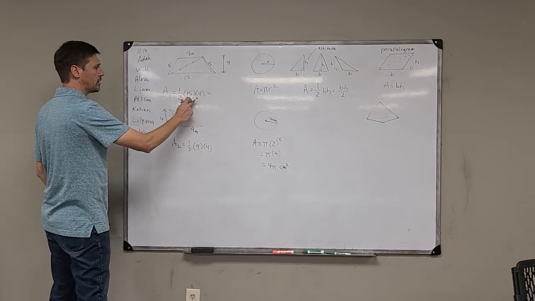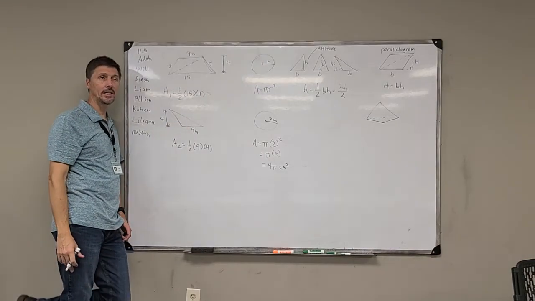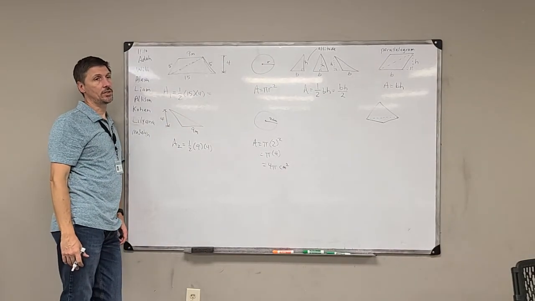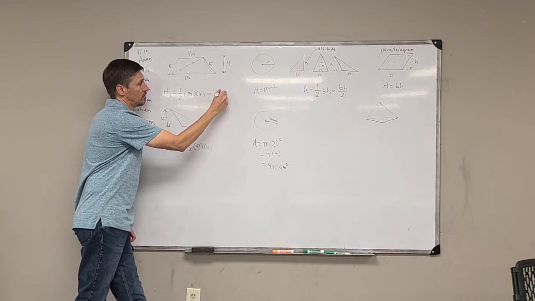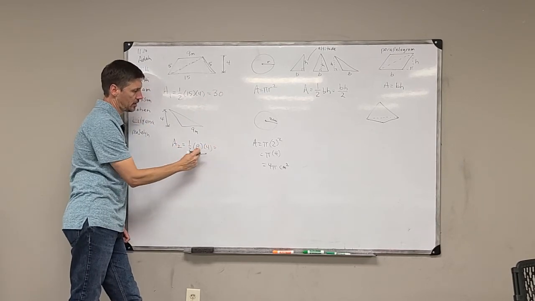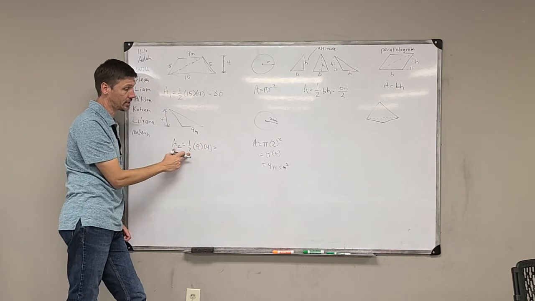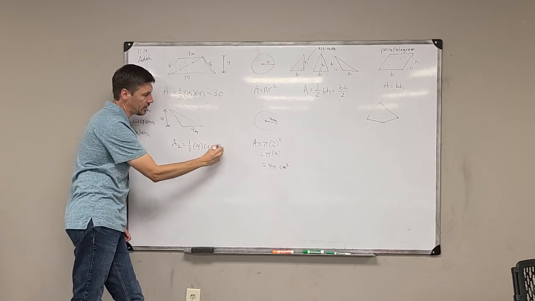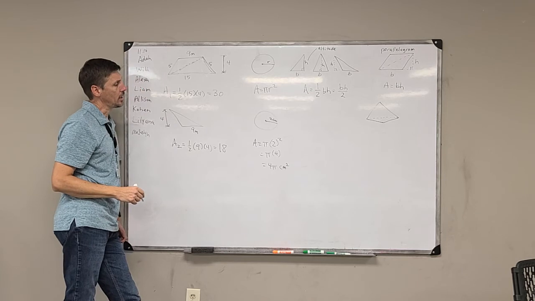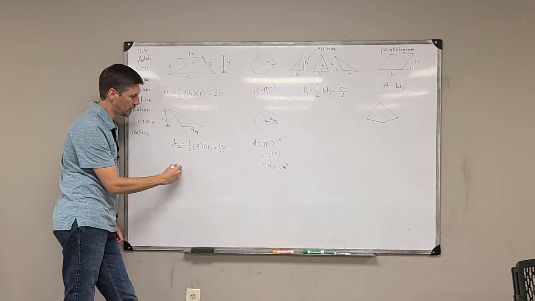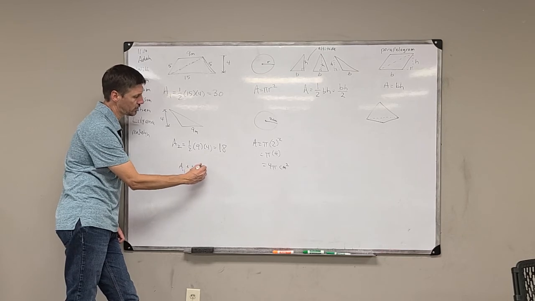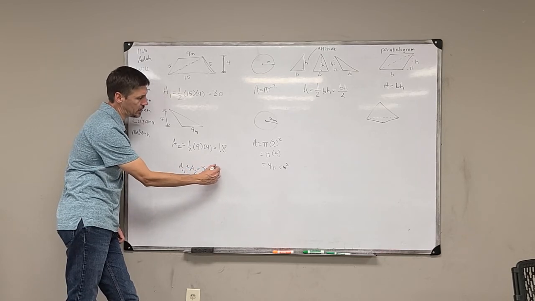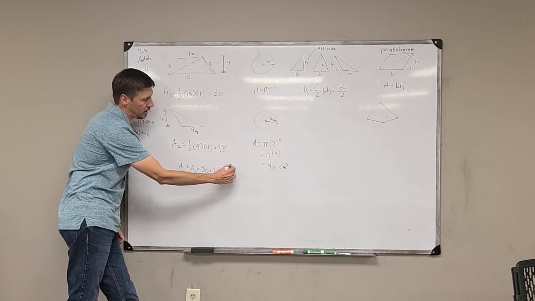And so for this one, we get 15 times 4, which is 60. 60 divided by 2 is 30. So you get 30 there. 9 times 4 is 36. 36 divided by 2 is 18. And if we add these two then together, area 1 plus area 2, that equals 30 plus 18 equals 48.